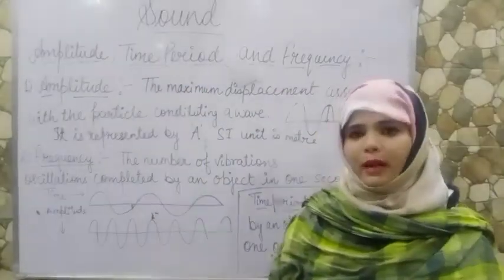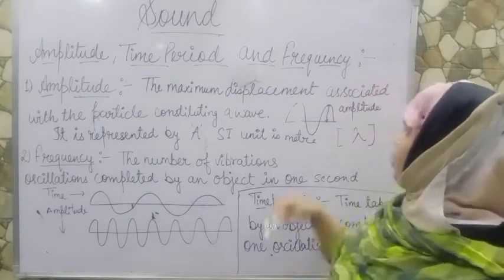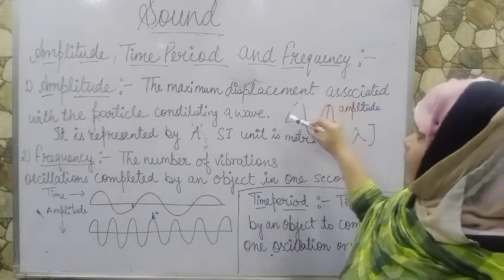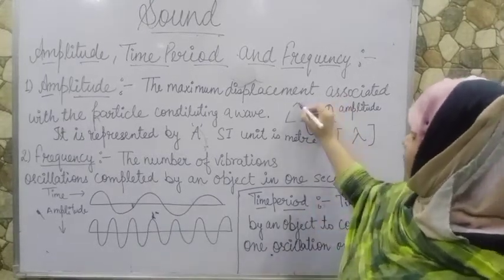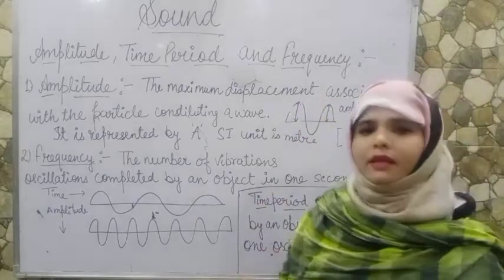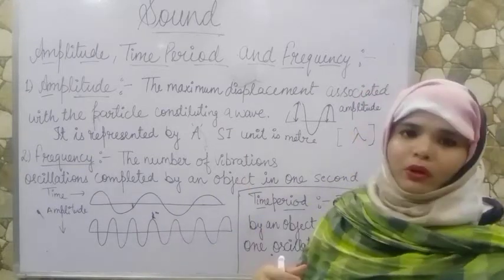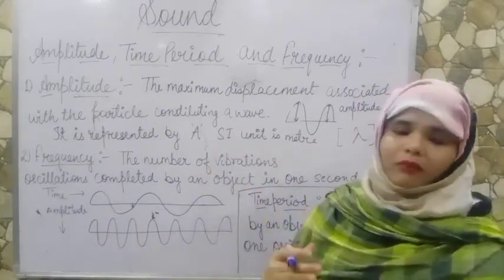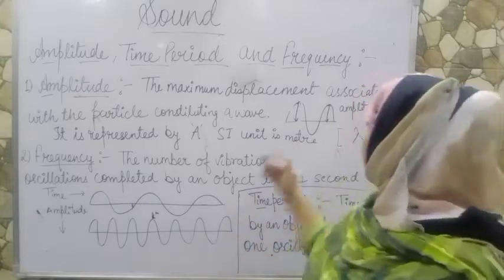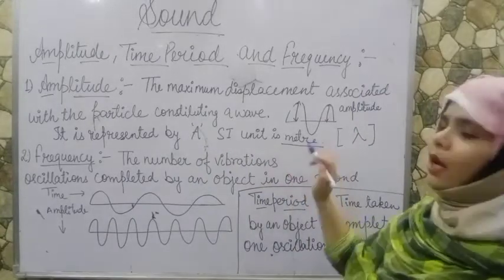So students, what is amplitude? You know very well that amplitude is the distance or displacement that particles can travel in a wave. This is amplitude. The louder your voice, the greater the amplitude, and a low pitch voice produces a lower amplitude. This is amplitude, and it is represented by A, and its SI unit is meter.